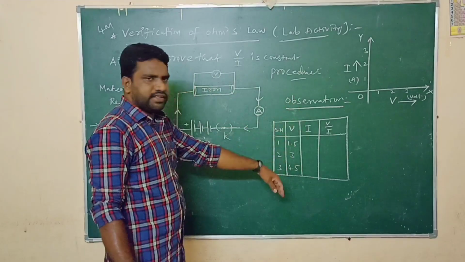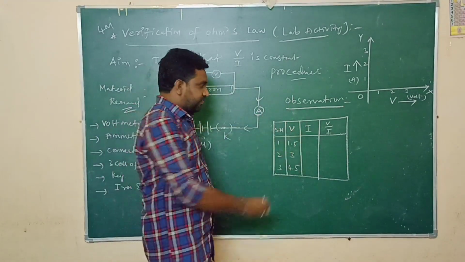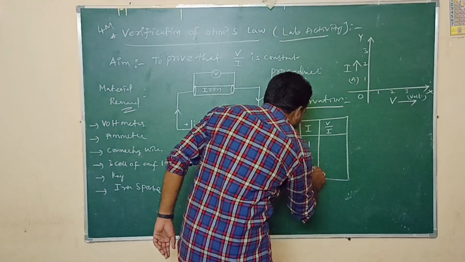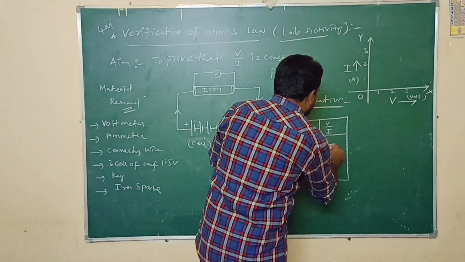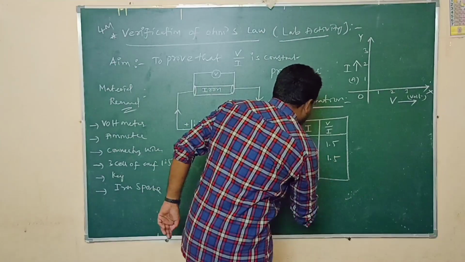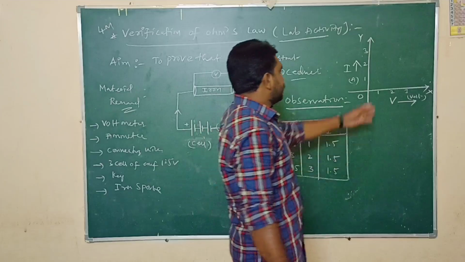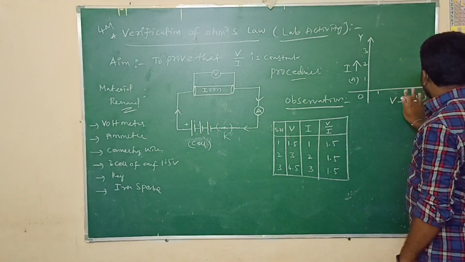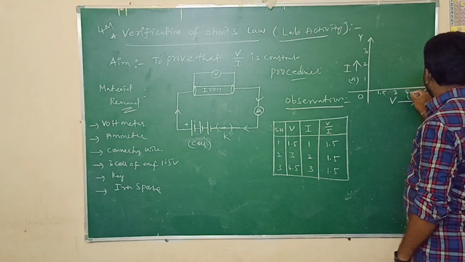So if we got the readings of current by increasing the number of cells, like this: 1 ampere, 2 amperes, 3 amperes. Then you will find the ratio V by I. So 1.5 by 1 is 1.5, 3 by 2 is 1.5, 4.5 by 3 is also 1.5. So we need to plot the graph like this here. According to this, we need to change the values 1.5, 3 volts, 4.5.